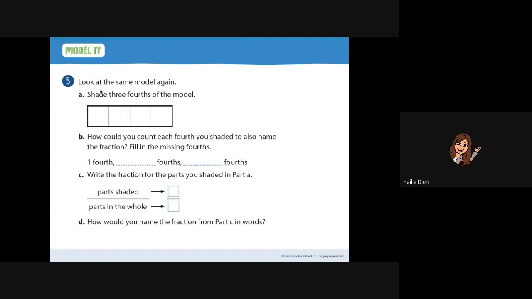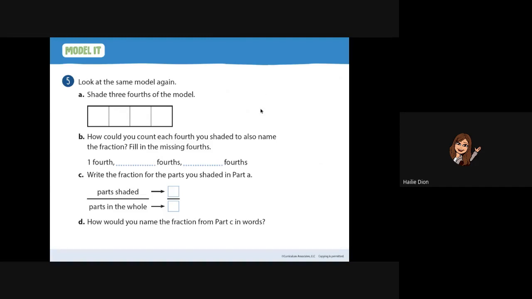Now remember, like we did in the previous slide, we're just putting the fraction into words. So this 3 is still our numerator, and this 4 is still our denominator. We still have 4 equal parts, but now we need 3 shaded in. So you would shade in not just 1, but 3.